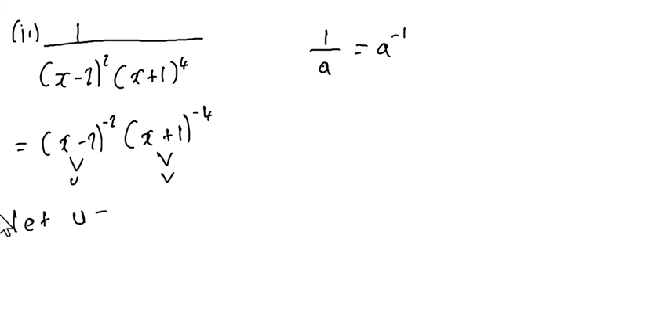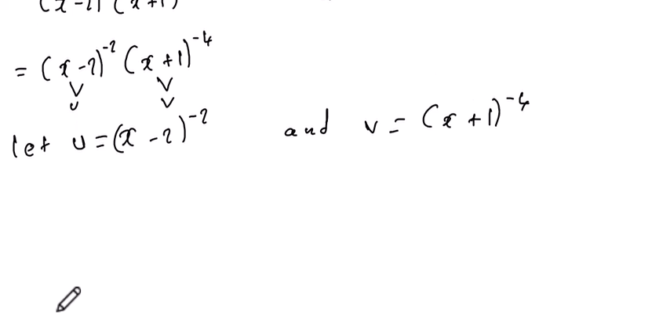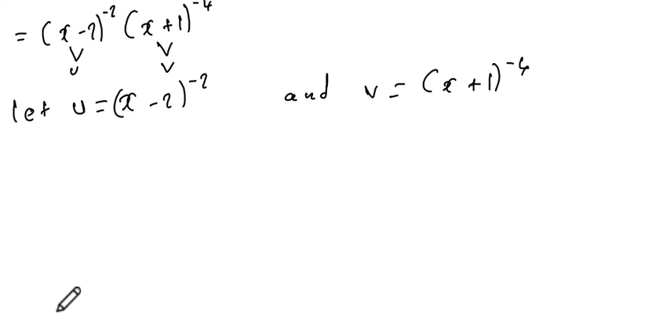So we're going to say let u be equals to x minus 2, so it should be brackets to the power negative 2. Then our v is going to be x plus 1 to the power negative 4. So we're now going to differentiate with respect to x. We'll start with the u function.